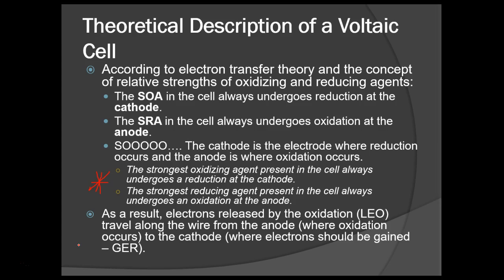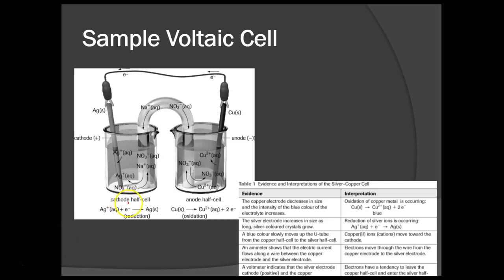So as a result, electrons are released by the oxidation, or LEO, travel along the wire from the anode, where the oxidation occurs, to the cathode, where the reduction occurs, and that's where the electrons should be gained. So this diagram sort of fills in exactly what's going on.